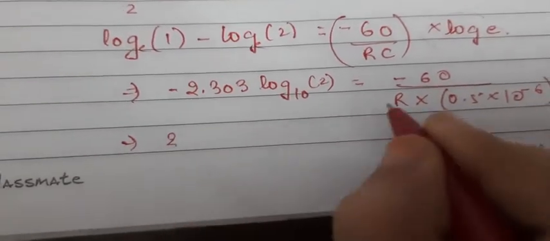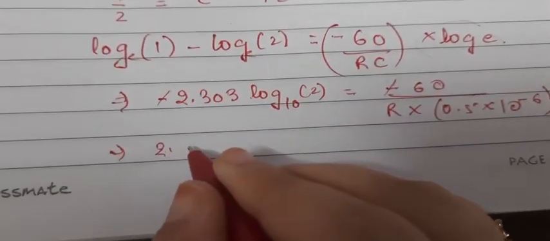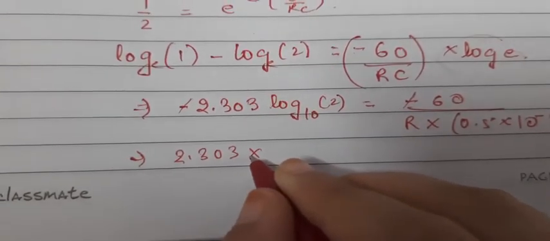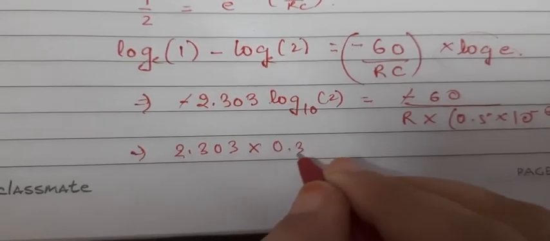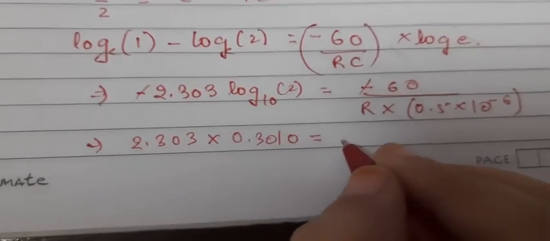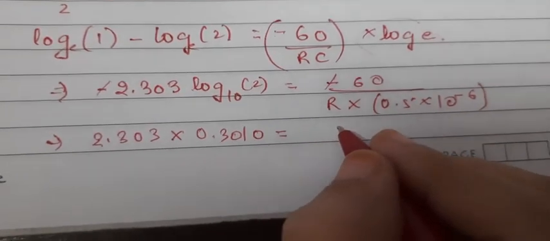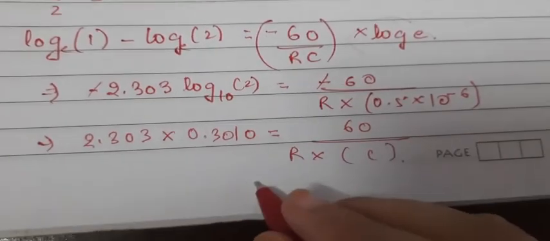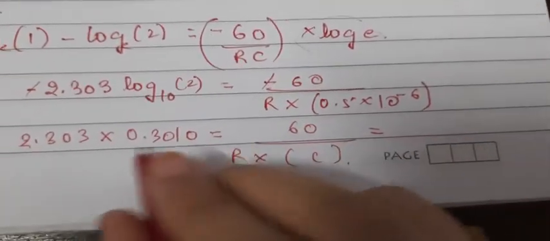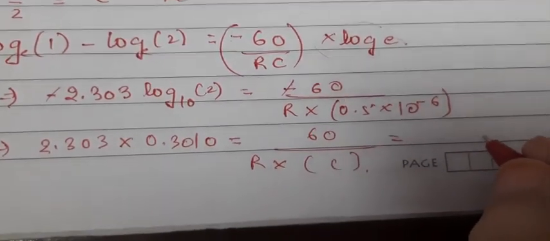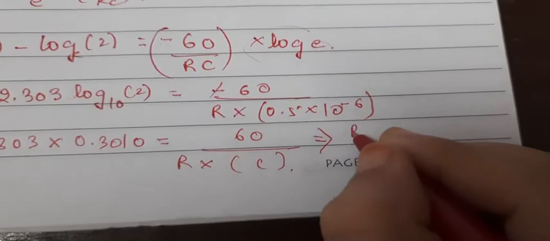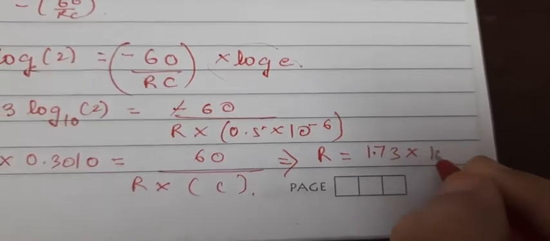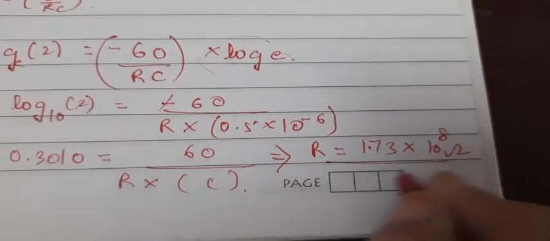Since both minus signs cancel out, I can write 2.303 multiplied by the value of log base 10 of 2, that is 0.3010. You can use the log table to find it out, so I am writing it directly, equals 60 upon R times the value of the capacitance I have written. I'm not calculating this whole thing, you can calculate it on your own. Ultimately, the resistance we will get is 1.73 into 10 raised to the power 8 ohm. So this is the final answer.